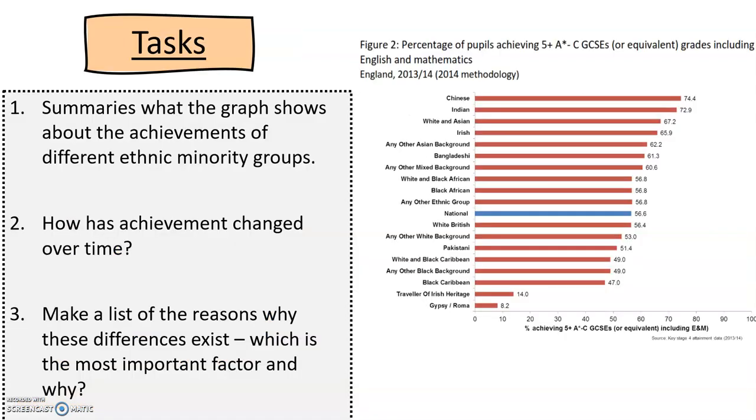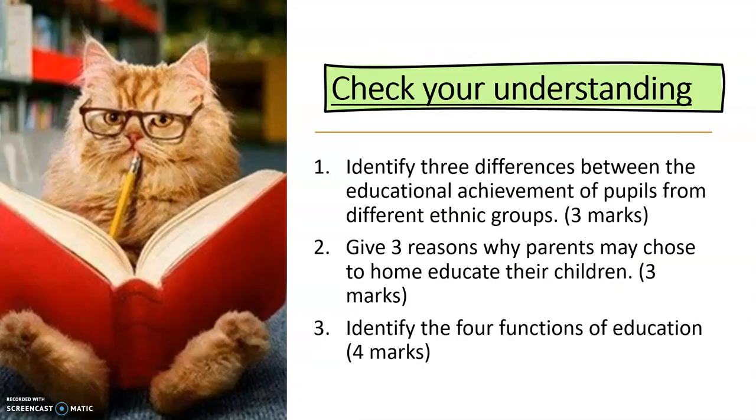So as a task, what I'd like you to have a go at is, similar to the starter, summarising what the graph shows in terms of who does well. How has achievement changed over time? So how do you think things have changed over time? You might want to do some research about this. Has this always been the case, or have these groups always achieved below? And make a list of reasons why you think these happen. So think about everything that we've done when we did social class. What kind of factors might impact on those students as well. So again, feel free to pause, work through at your own pace.